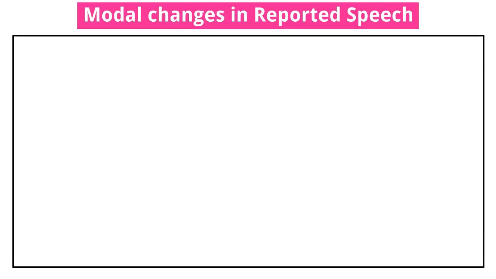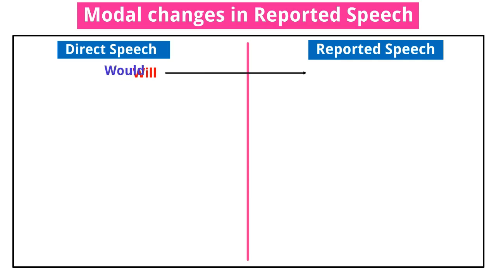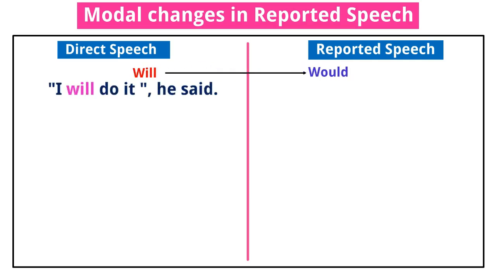Here again, let's go and talk about modal changes in reported speech. So here again, direct speech and reported speech. The first modal here is will. In reported speech, it becomes would. For example, "I will do it," he said. He said that he would do it.